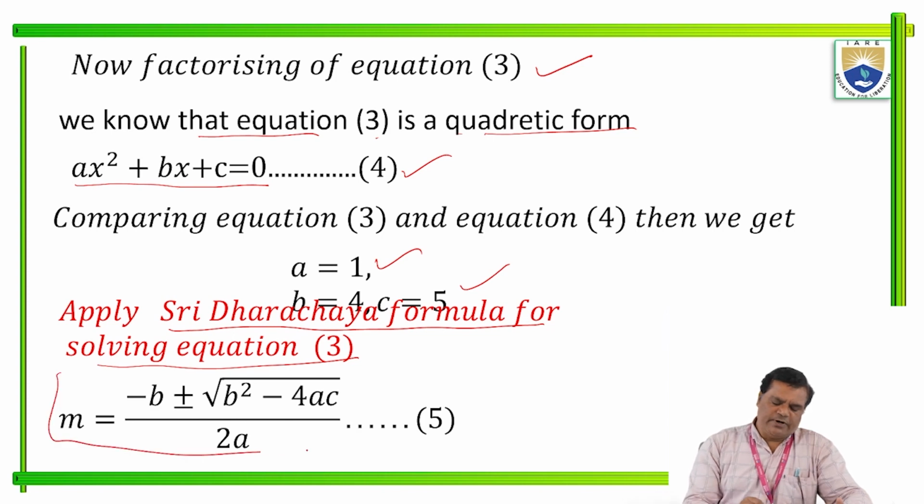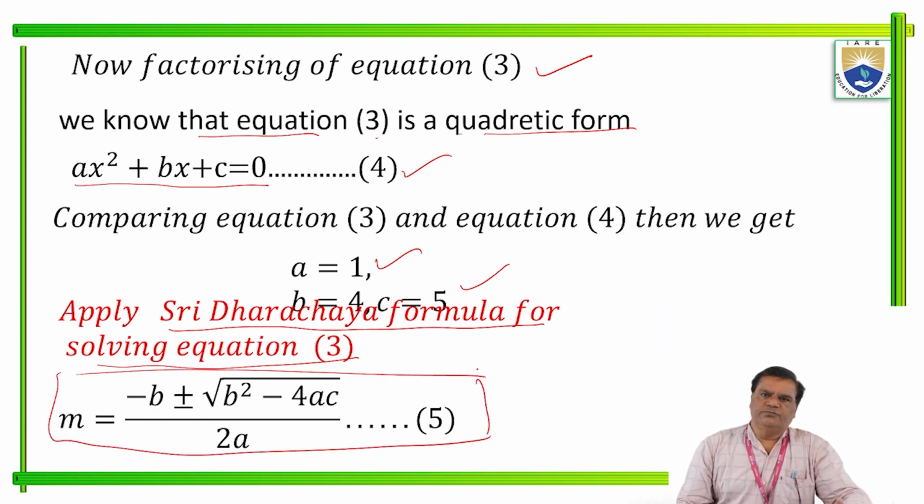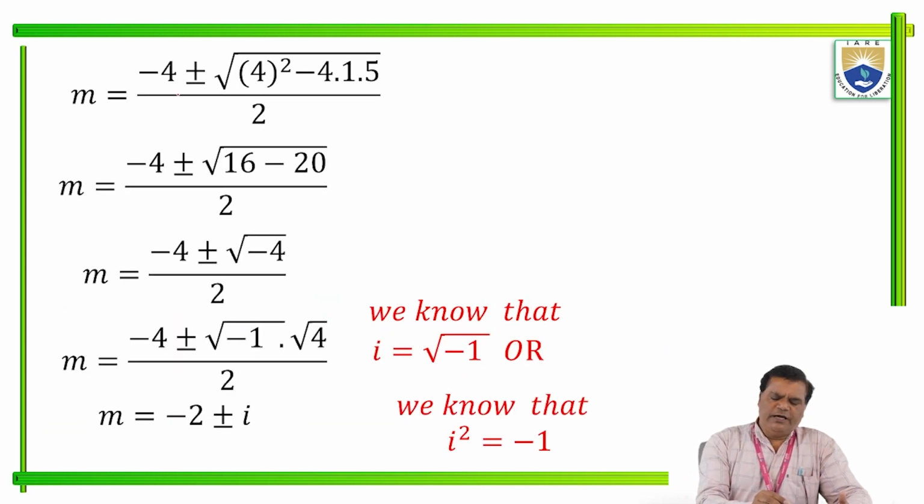So this is the Sridharacharya formula, equation 5. This is proved by Sridharacharya, so that is known as the Sridharacharya formula. This formula is used to solve any quadratic equation, a second-degree equation. Now putting the values of A, B, C here, we get minus 4 plus minus under root B square minus 4AC upon 2.